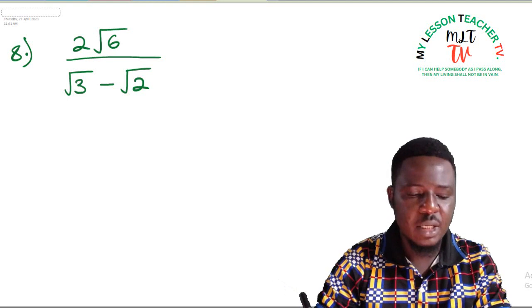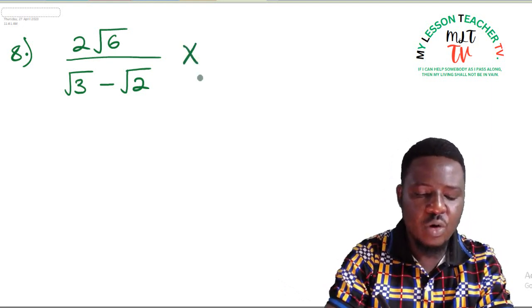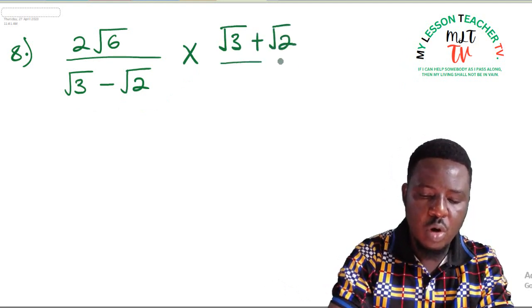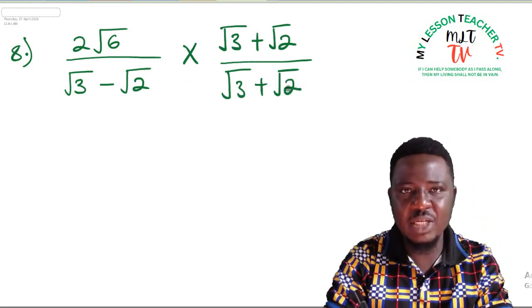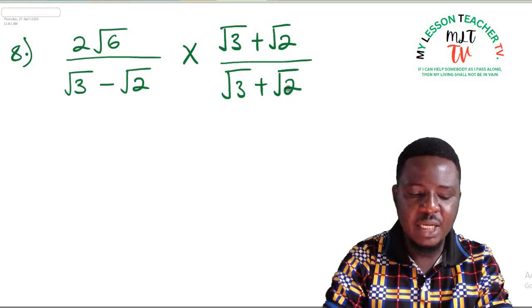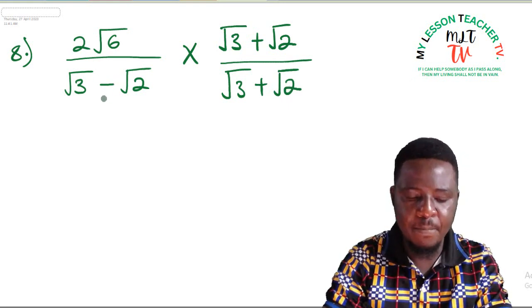Question 8 says 2 root 6 divided by root 3 minus root 2. So we are going to multiply by the conjugate of the denominator, which is root 3 plus root 2, all divided by root 3 plus root 2. At the last class, I showed you how you can find the conjugate of a surd, of which I said is just for you to change the sign of the second term.